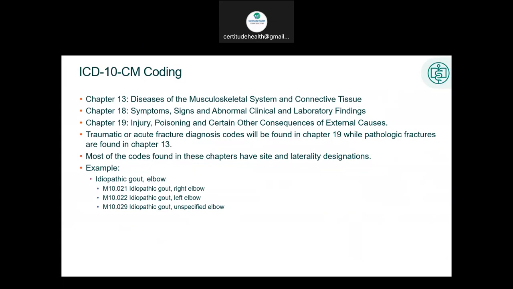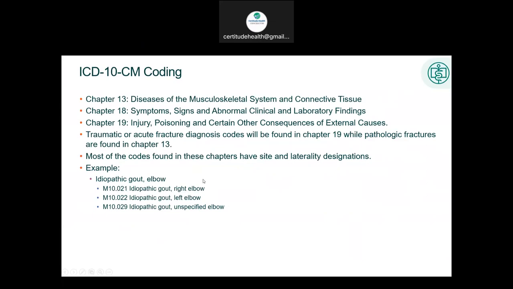Most of these codes are found in these chapters that also will have site and laterality designations built into the code, meaning because we have two arms, two legs, two hands, two elbows, 10 fingers, 10 toes, the diagnosis code will likely identify the exact location of what area of the body is injured or being treated. So like here we have the diagnosis code M10.021, which is idiopathic gout of the right elbow.